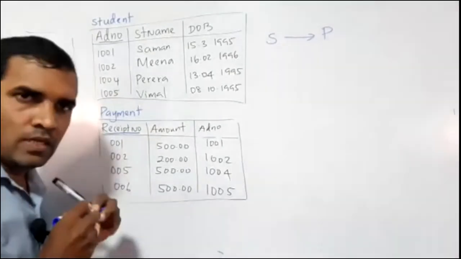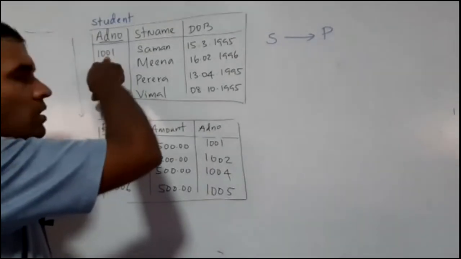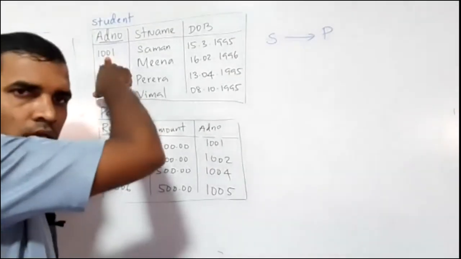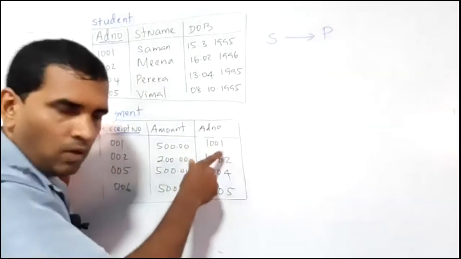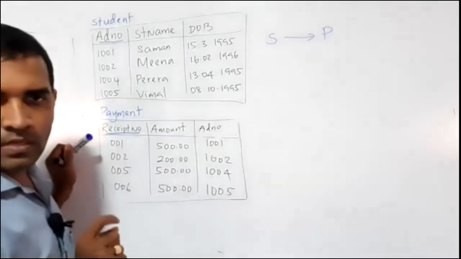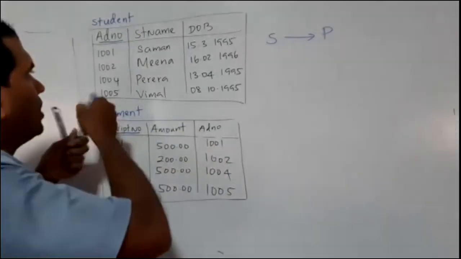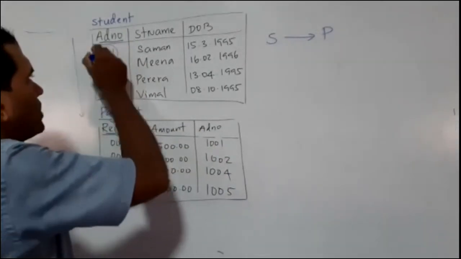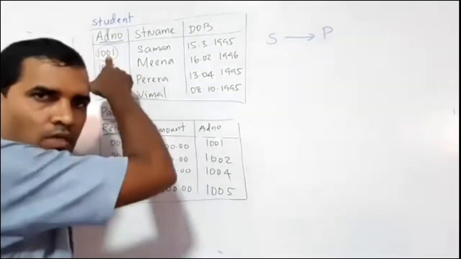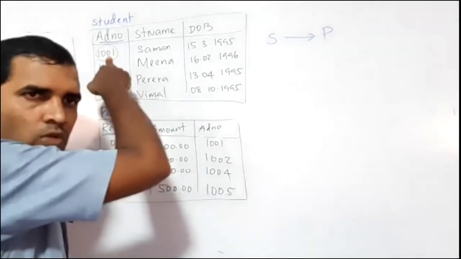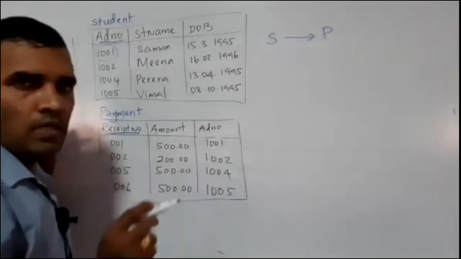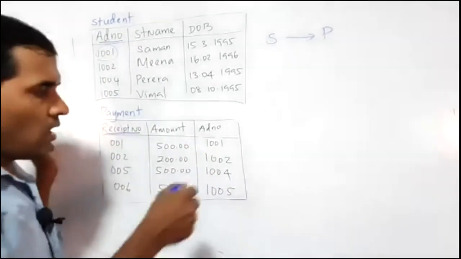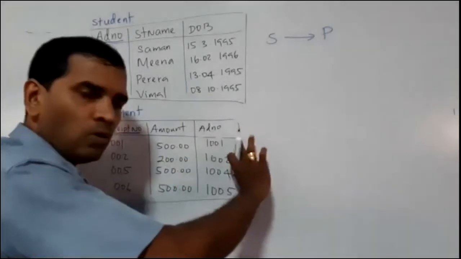So how to find the relationship? Take every data in the common field and see how many similar data are found in the payment table in the same field. How to check that? Take 1001. I have that data there in the student table. Now you have to check how many times this 1001 is available in the payment table. How many times? We have only 4 records.